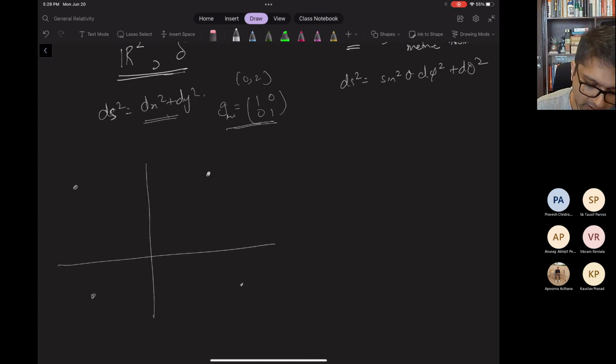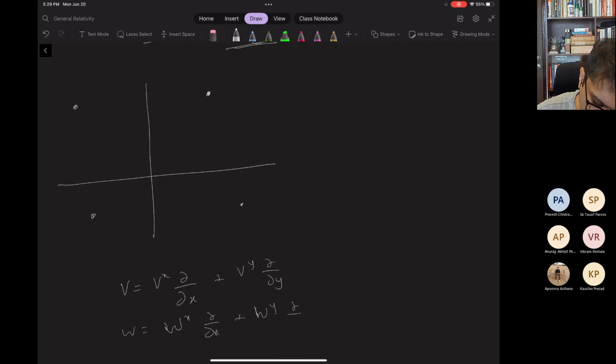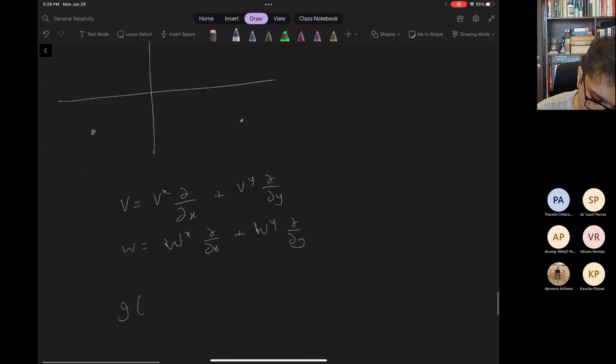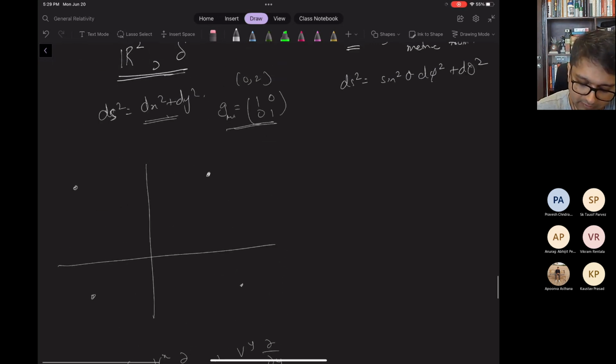So now if you give me two vectors, for example this vector v, which is vx, and w, in components, then I can take the dot product of these two, which would just be this. It's a real number, which is defined differently at different points on this plane.